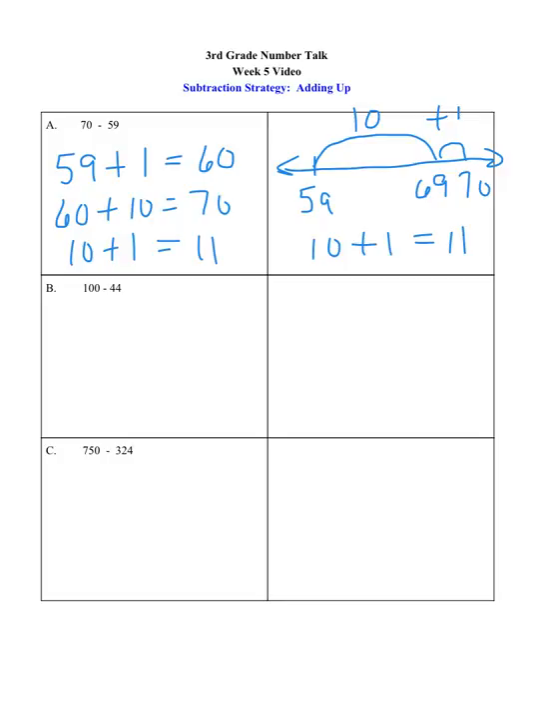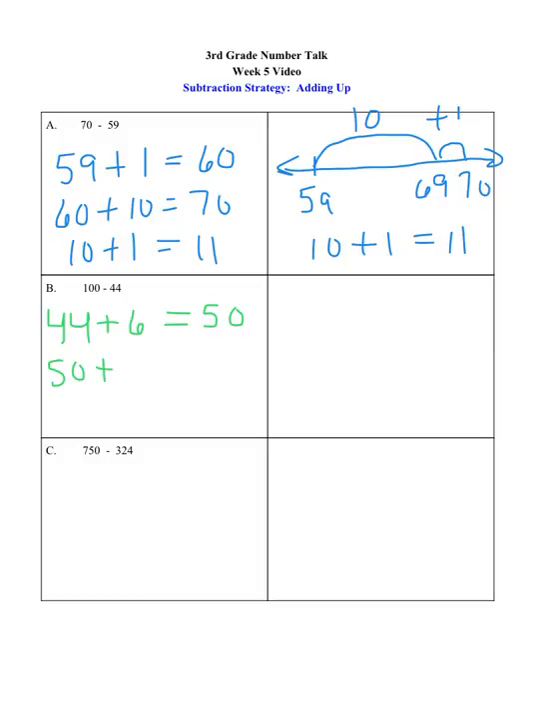When we look at B, we again are starting with 44 and we're adding up, right? So 44, if I gain 6, that gets me to 50. And if I say, well, I want to go from 50 to 100, some of you may count by tens. You may say 50, and then you might say 60, 70, 80, 90, 100.